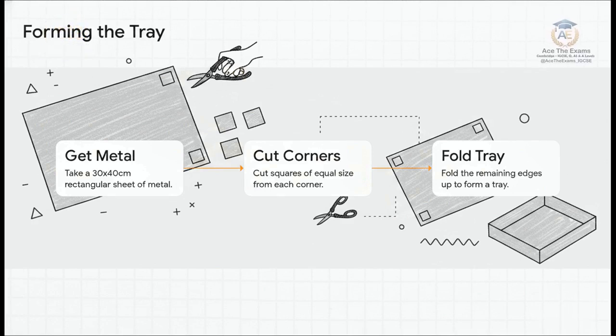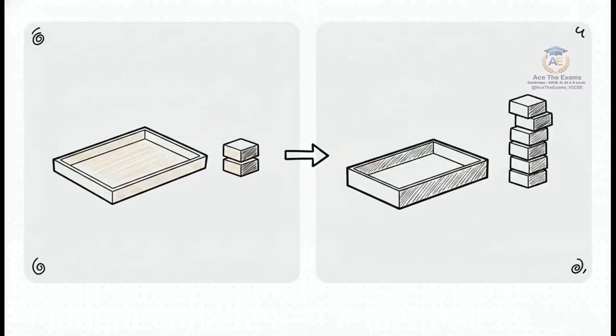But here is the massive mathematical catch. The precise size of that little square you just cut out entirely dictates the final dimensions and, most importantly, the total volume of your finished tray. Let's actually run the numbers and look at the math if we were to do this manually.